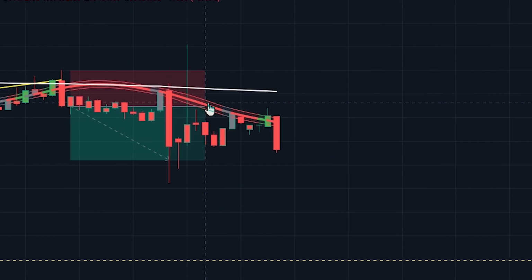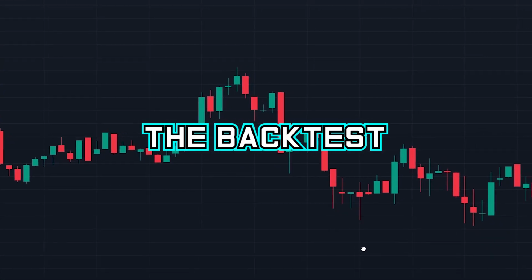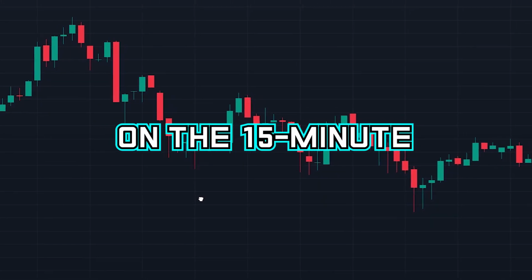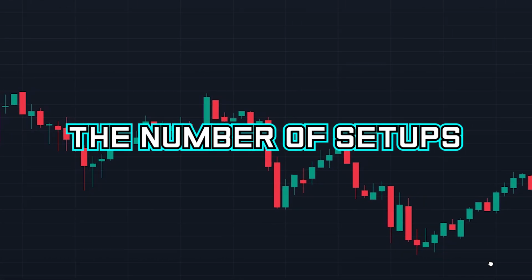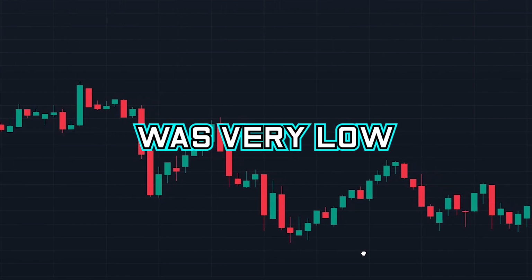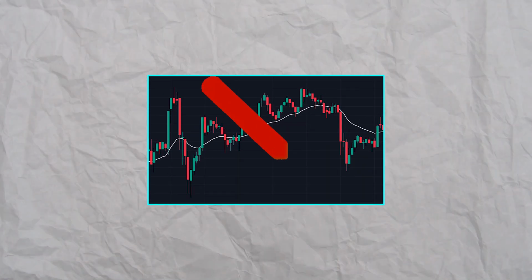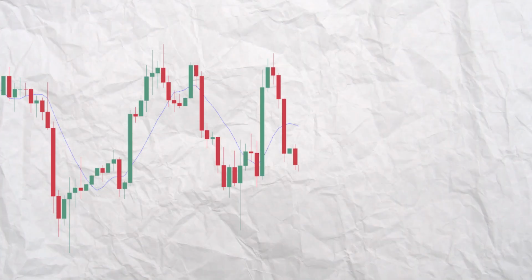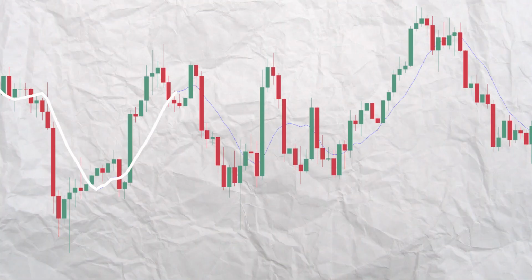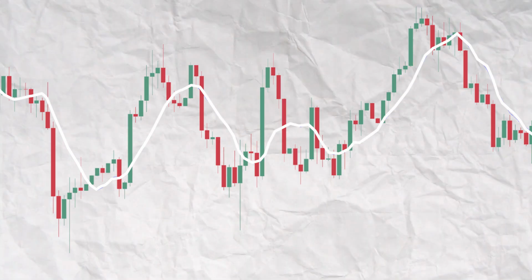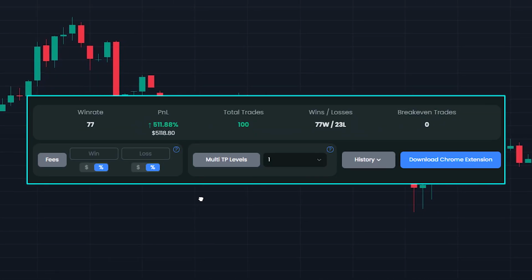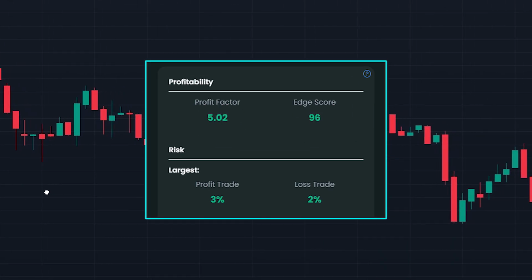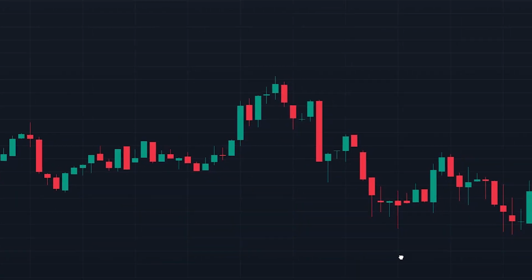Now let's take a look at the back test. The back test was done on Bitcoin USD on the 15-minute time frame. However, during the first back test we noticed that the number of setups where all of the conditions were met was very low. Because of this, we removed the moving average from the chart. This meant that we would no longer need for the price to be above or below the white moving average line as a condition. This allowed us to take a lot more trades. The strategy ended up getting a 77% win rate with a profit factor of 5.02. These results were really good.